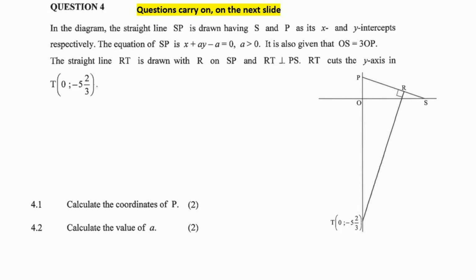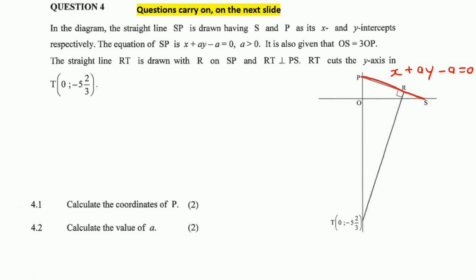In the diagram, the straight line SP is drawn having S and P, blah, blah, blah. The equation of SP is that. Okay, so that's actually quite important. The equation of SP has been given to us: x plus ay minus a equals 0. a is positive. It is also given that, there's actually quite a lot of information in here that's not on the diagram. Usually it is on the diagram, so we need to watch out here.